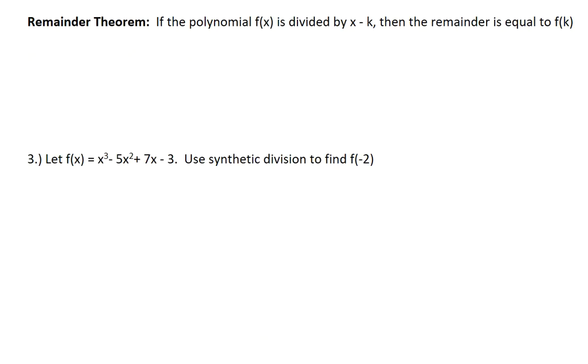One theorem that we have in this chapter is called the remainder theorem. And what the remainder theorem states is if the polynomial f of x is divided by x minus k, so a binomial where k is a constant, so a number, then the remainder is equal to f of k.